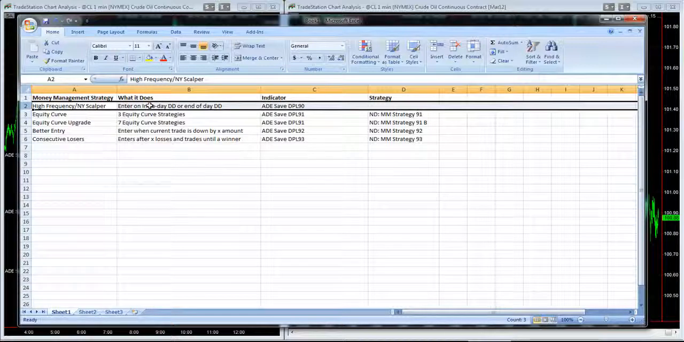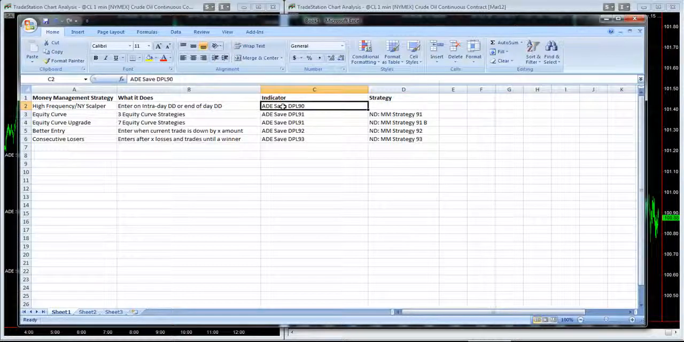It starts trading when there is an intraday drawdown of $300 or if there was a previous day's loss of $100, and the indicator for that is 80 save DPL 20. We have that written right into the New York scalper code. We don't have a supplemental strategy where you can add it to any strategy yet.